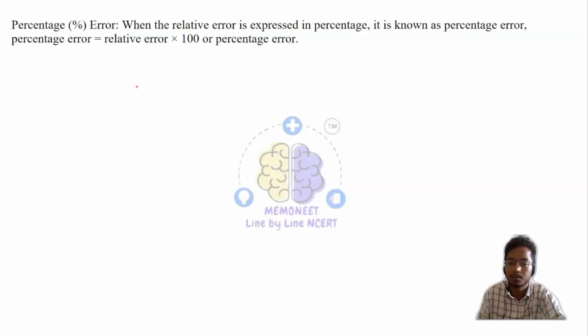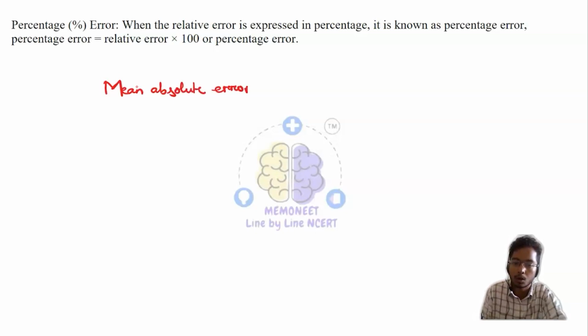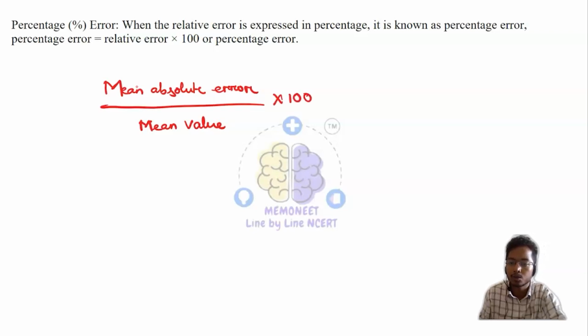That is the mean absolute error upon mean value into 100. Okay, so basically what do we want to say? It is the relative error into 100, or we can find it as percentage error. We can name it as percentage error.